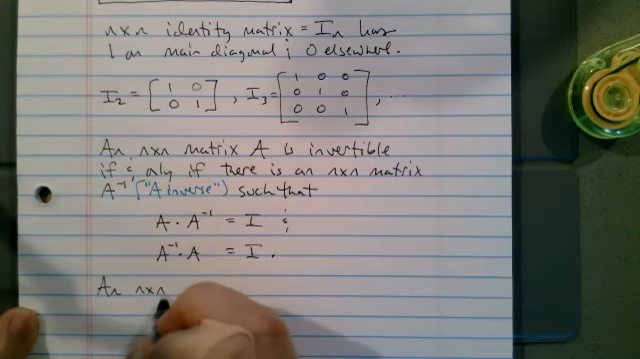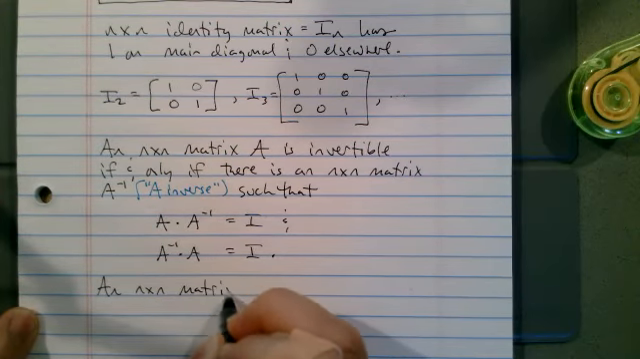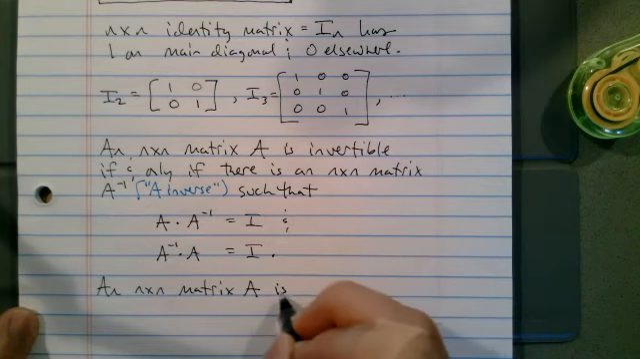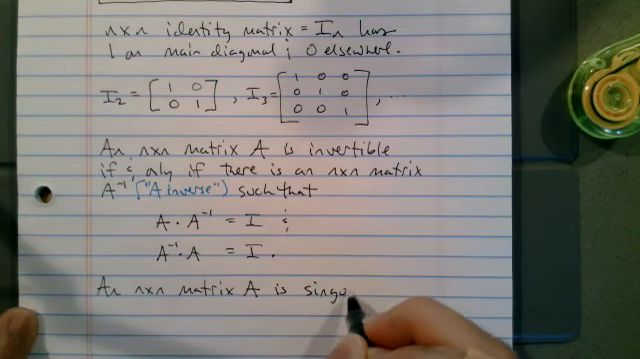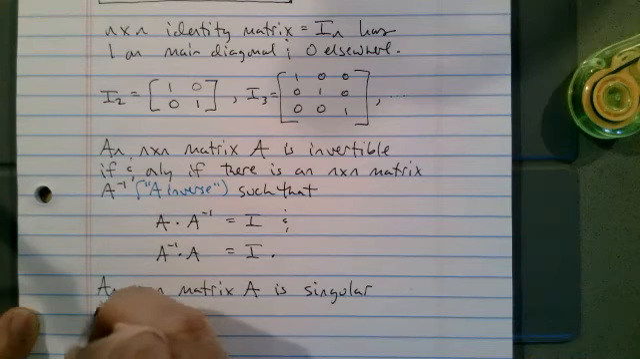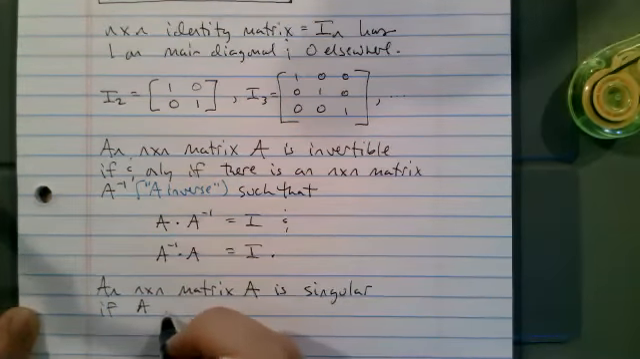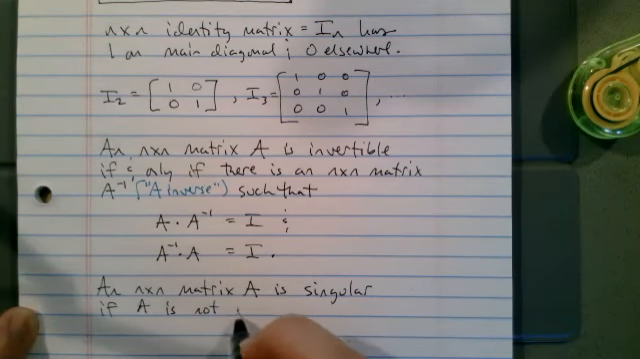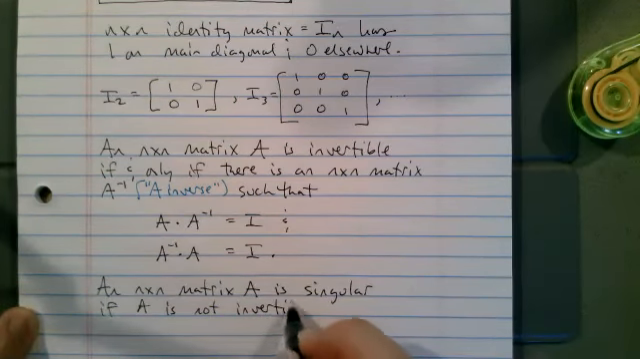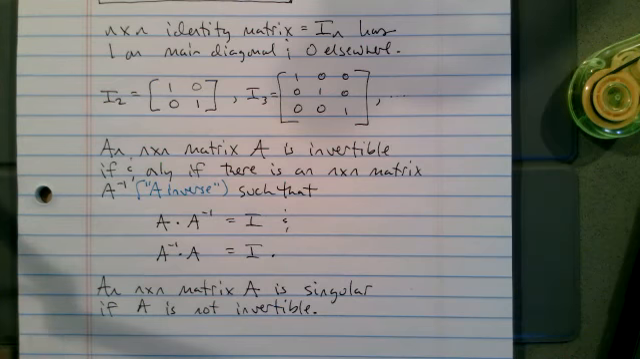An n by n matrix A is singular if A does not have an inverse, or if A is not invertible. So we would refer to 0 as singular because it does not have a multiplicative inverse. Any questions?